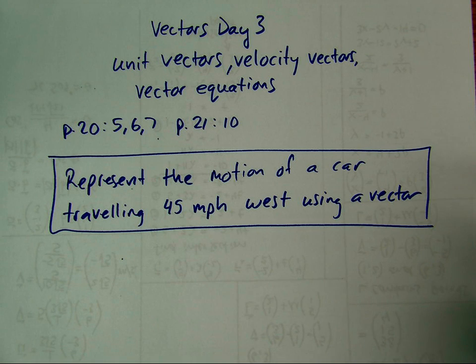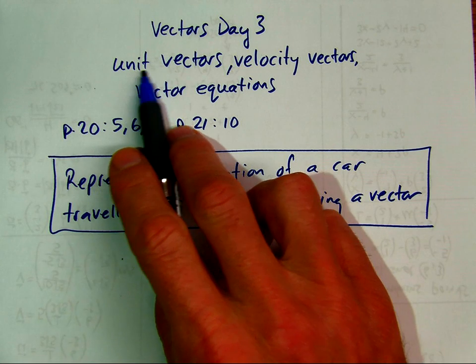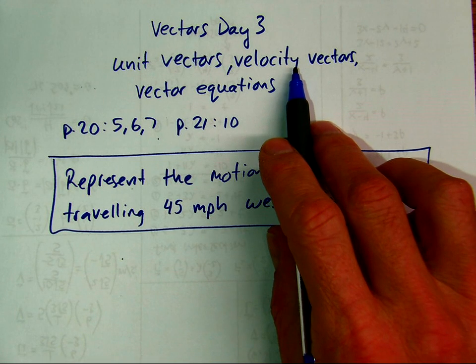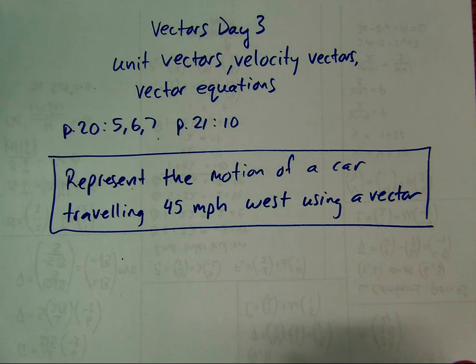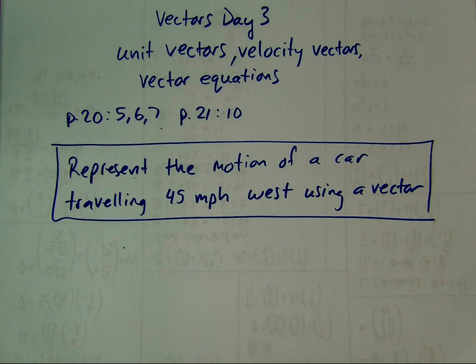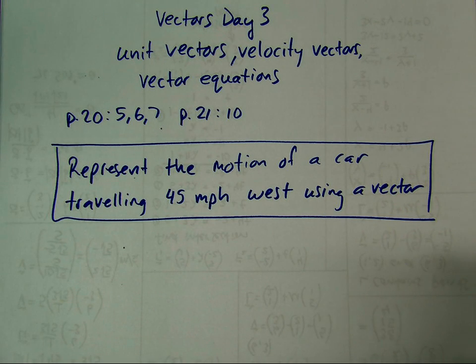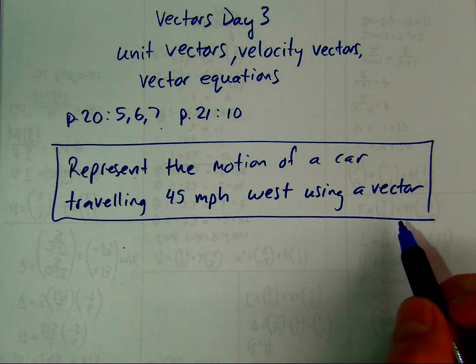All right, today we'll talk about vectors called unit vectors. They have a length of 1 unit. Velocity vectors, we've already mentioned those, and vector equations. So how could we represent the motion of a car traveling 45 miles per hour west using a vector?